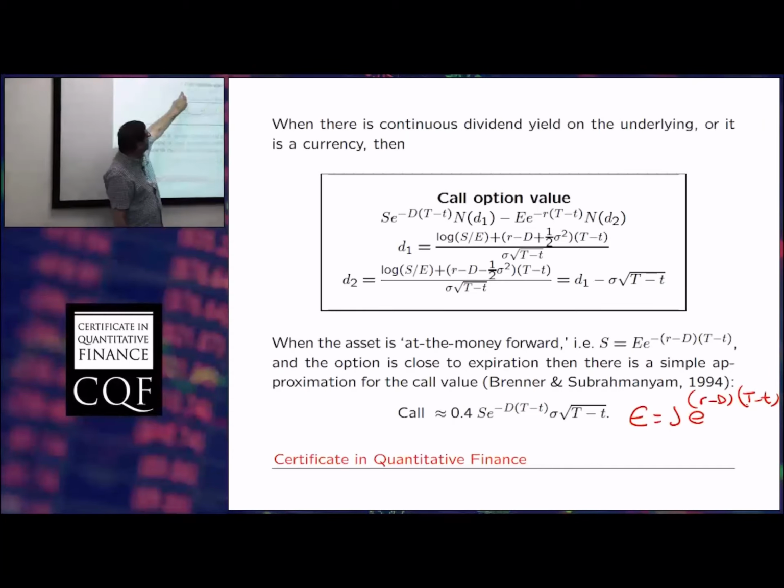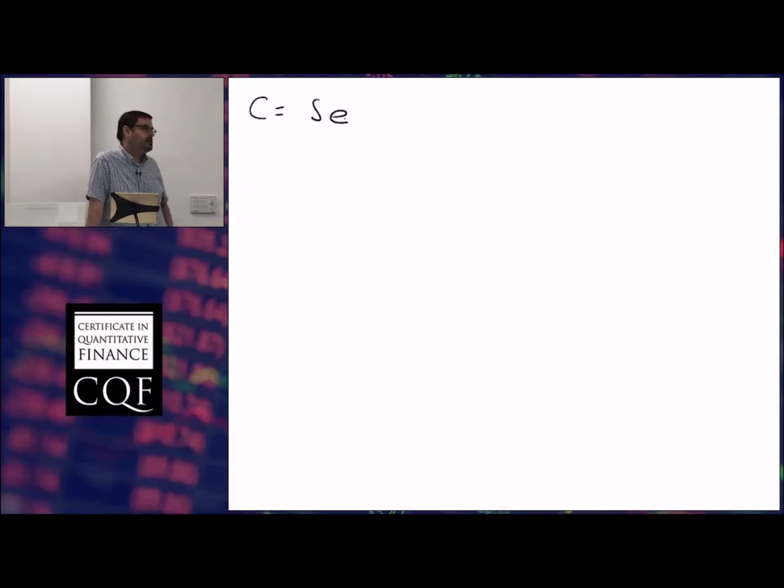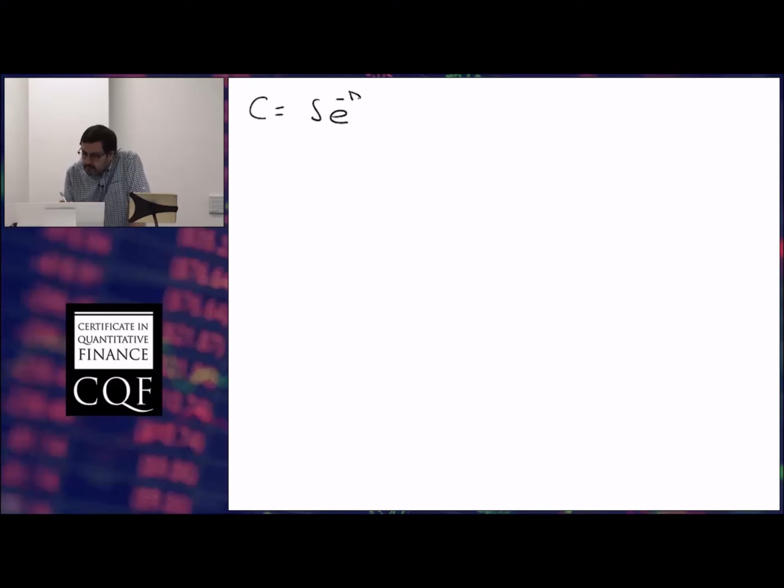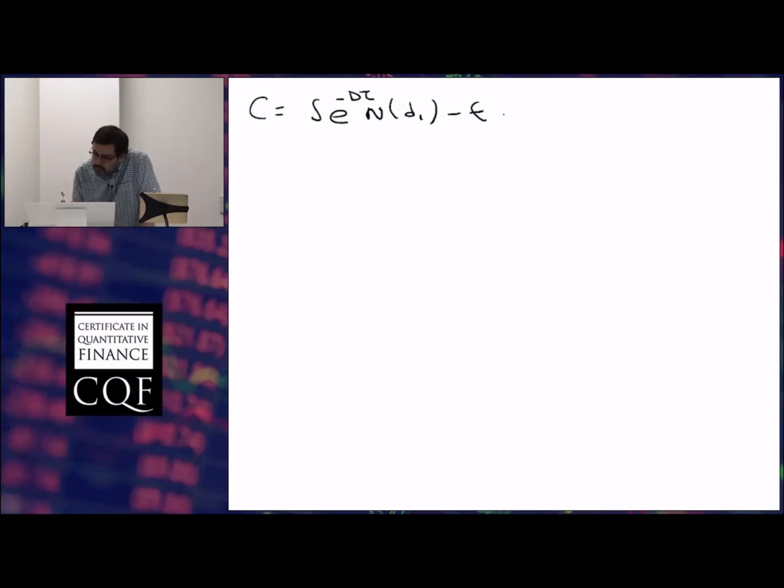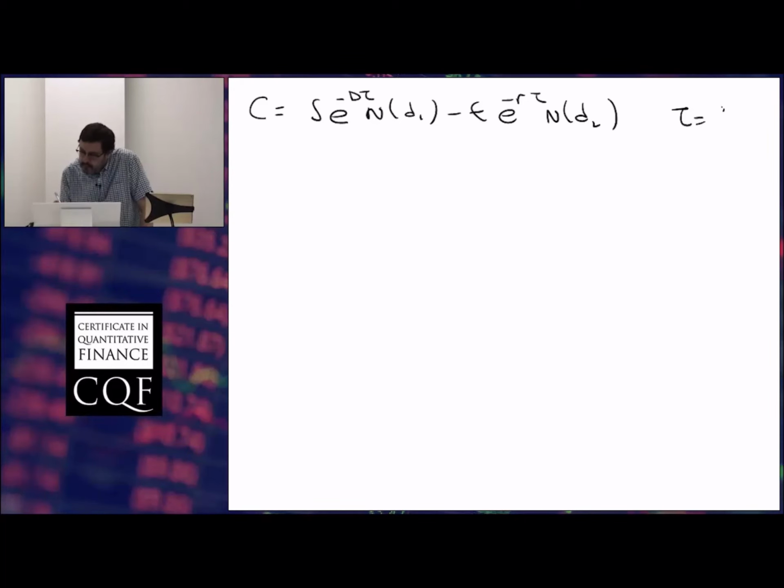So let's start off by looking at this. Here's the price of the option. And what I'm going to do is write down big T minus little t as tau. So we're saying that this is what the price of the option is, where tau is big T minus little t.